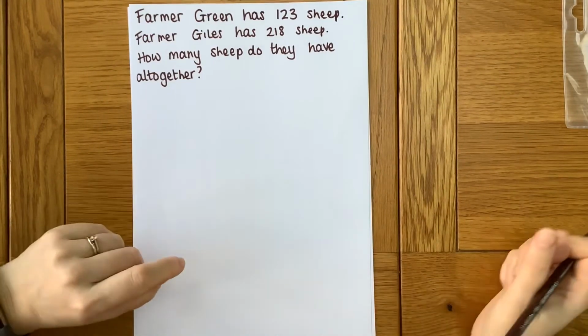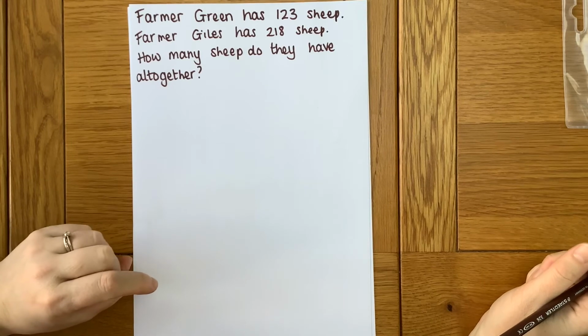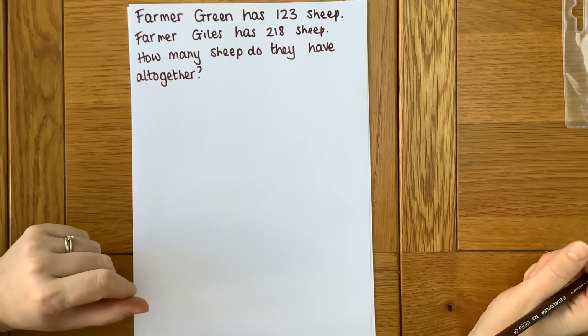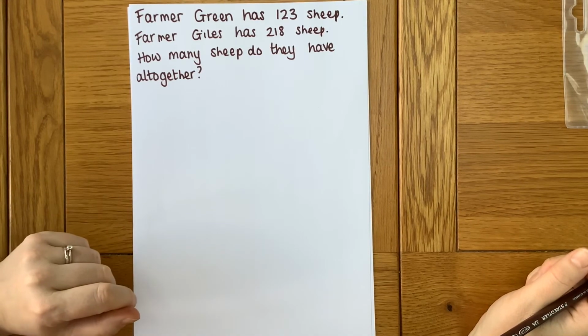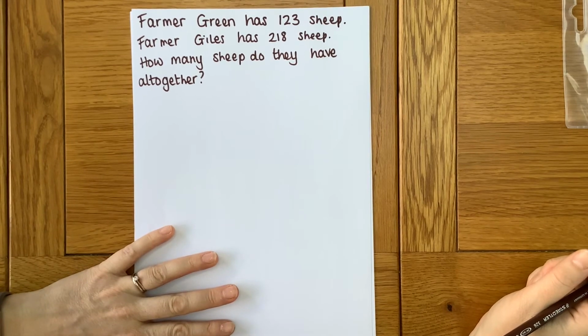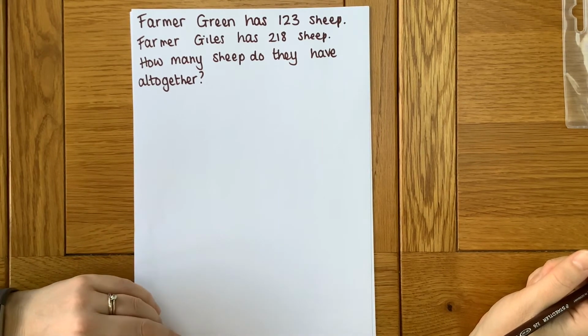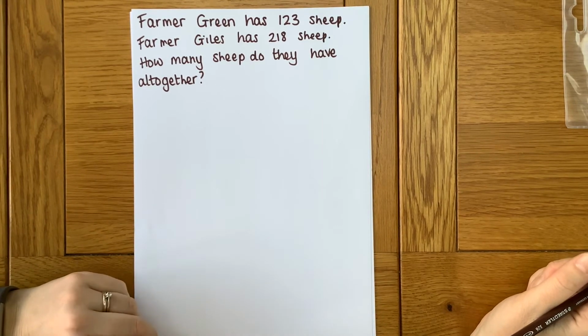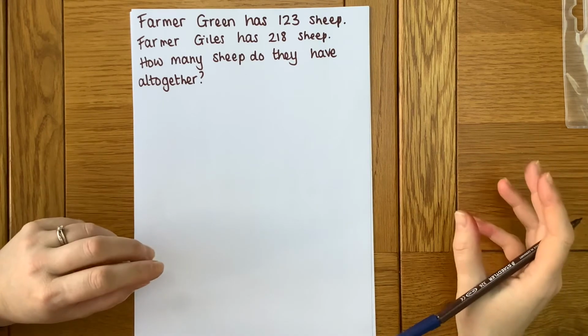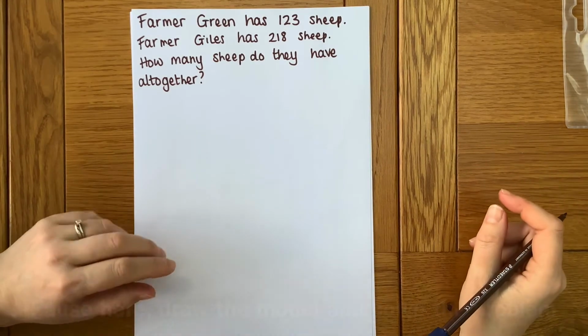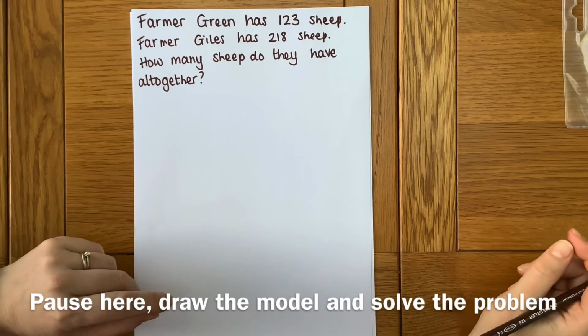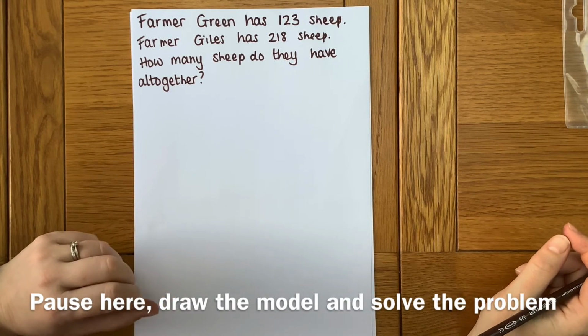So here's the problem for you. Farmer Green has 123 sheep. Farmer Giles has 218 sheep. How many sheep do they have all together? I would like you to pause the video here, have a go at drawing that model for me, then do the calculation to find the answer, and then unpause to see if you're right.